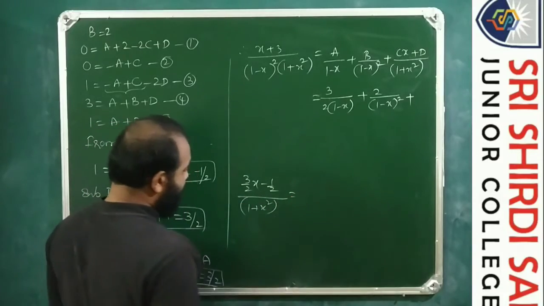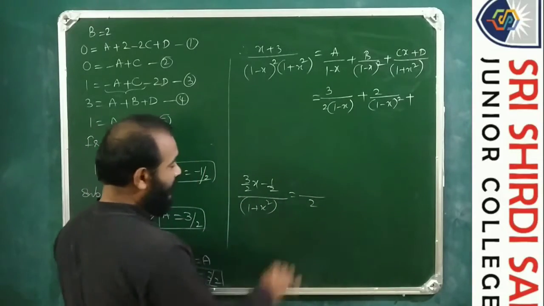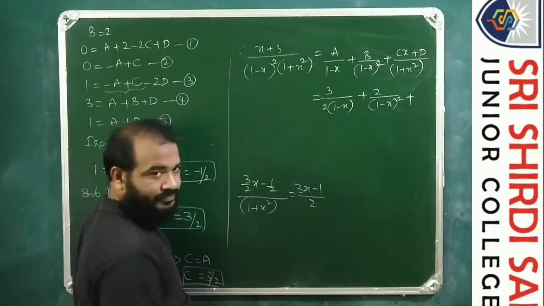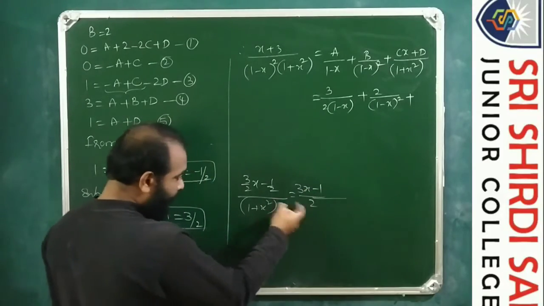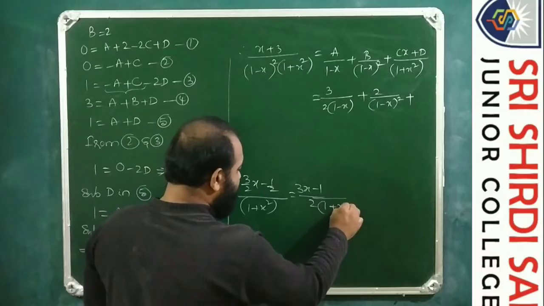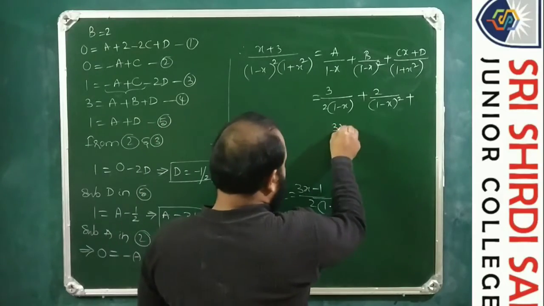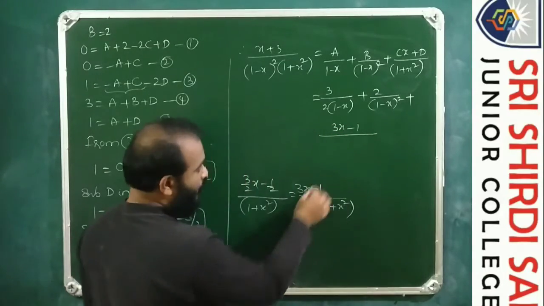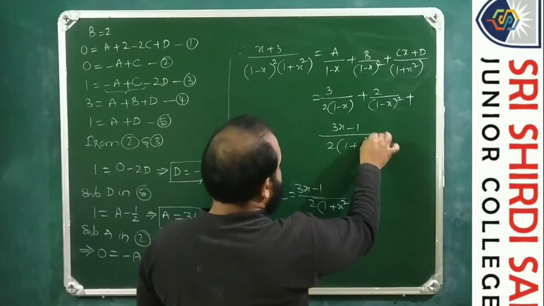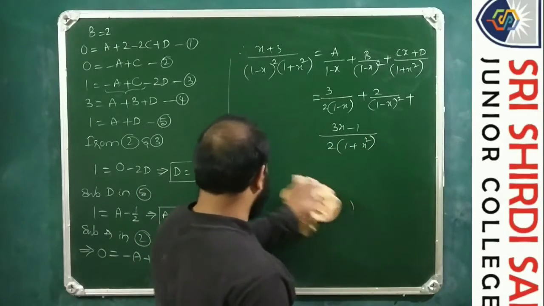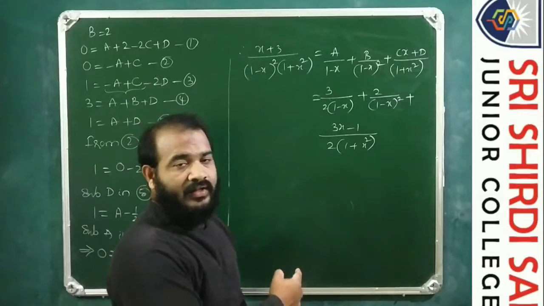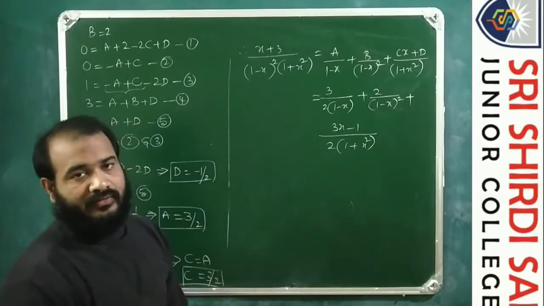So this can be written, if I take 2 as the LCM, as 3x minus 1 by 2 into (1 plus x square). So these are the partial fractions for the given proper fraction.